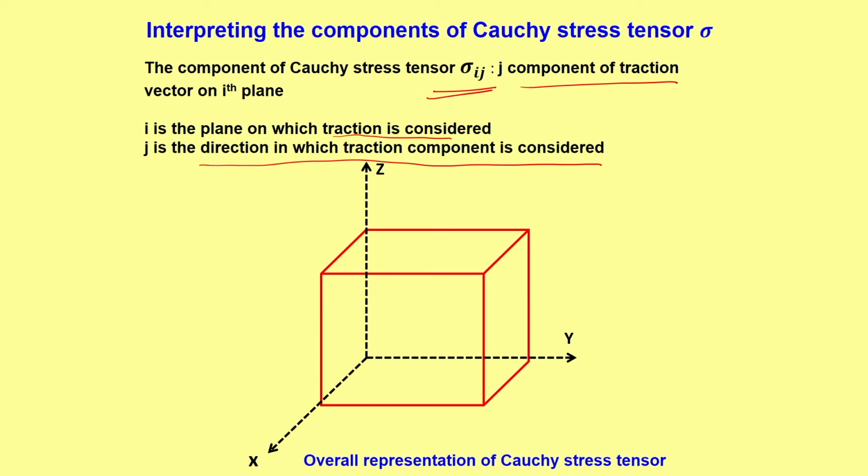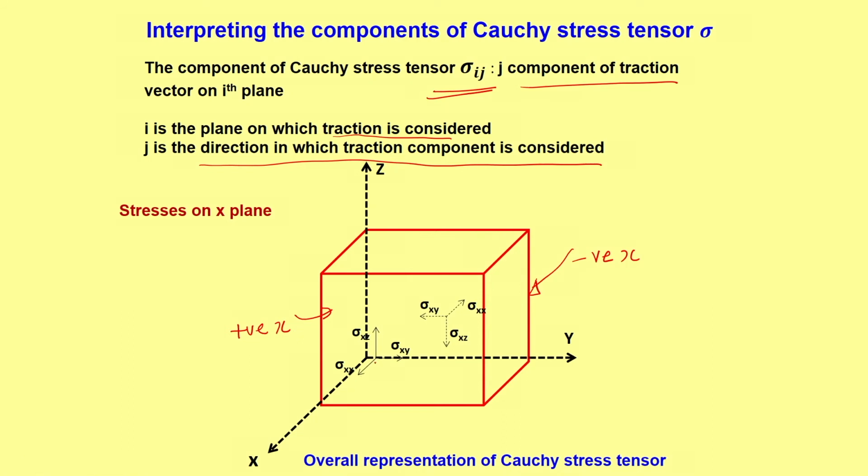So, we can see the overall representation of Cauchy's stress tensor. First is stresses acting on x plane. Now, which is the x plane? This is the x plane. There are two x planes: this is negative x and this is positive x.